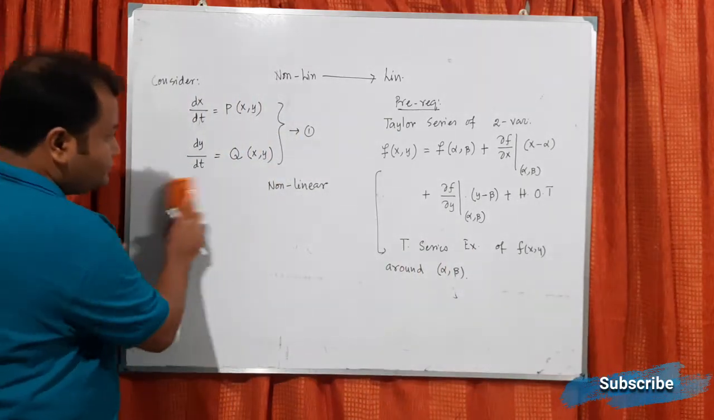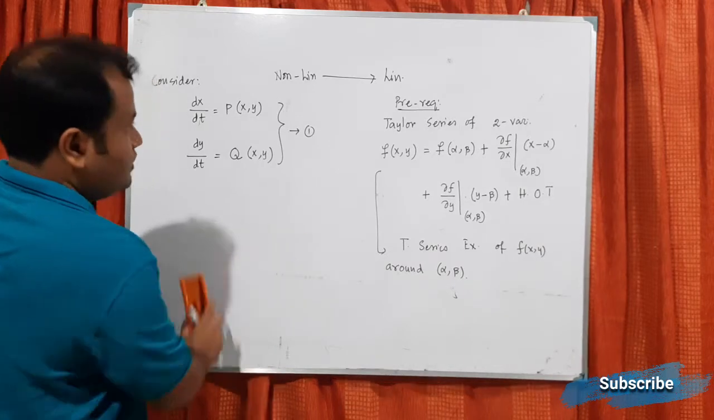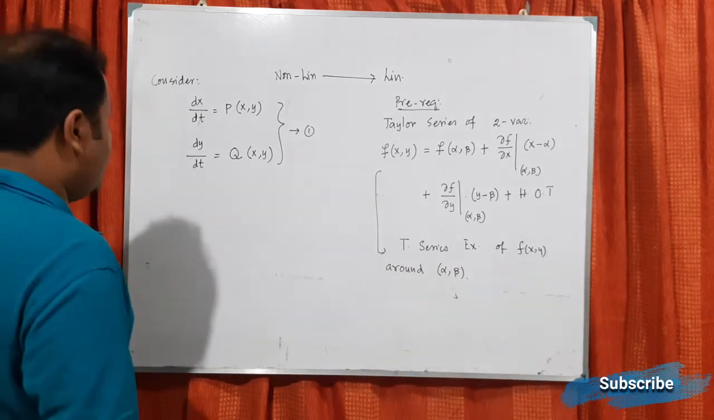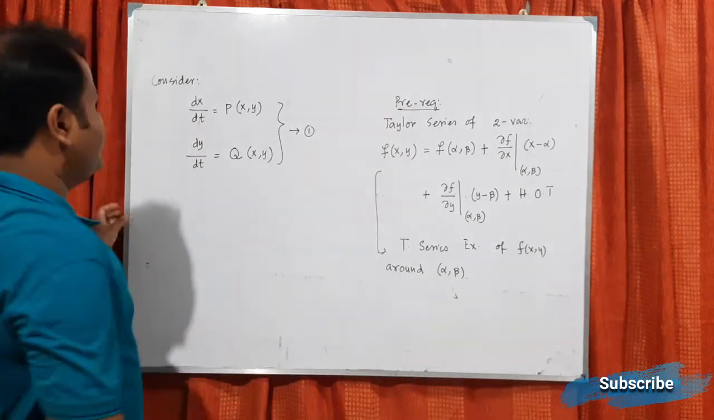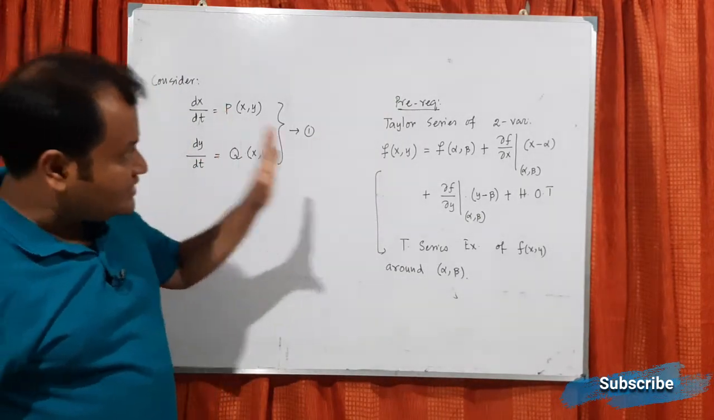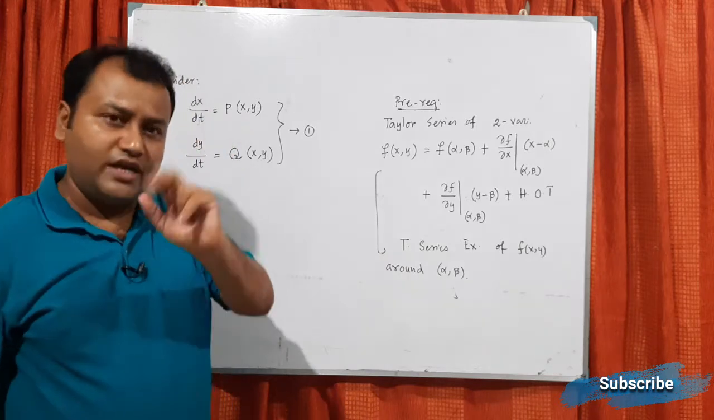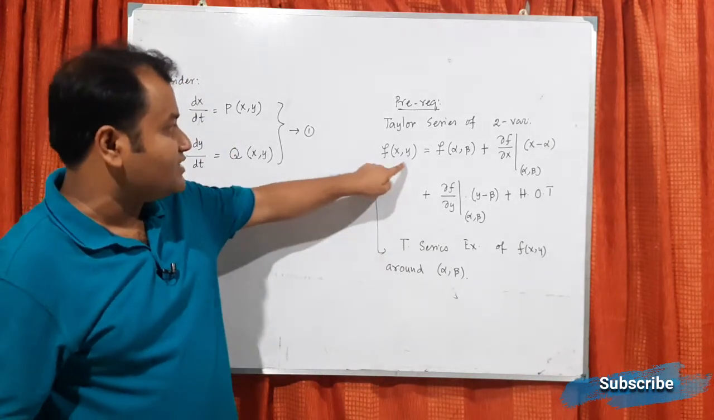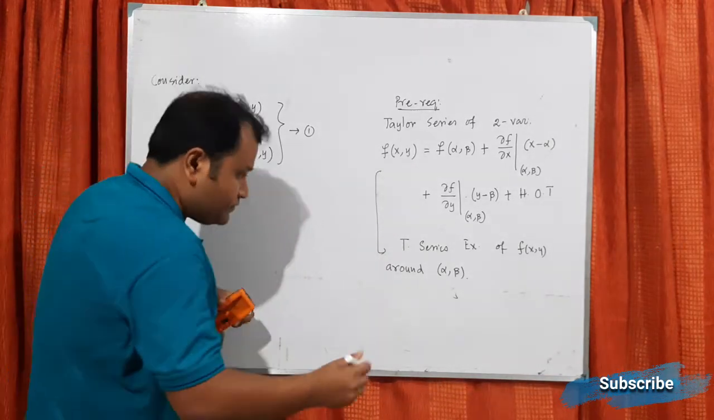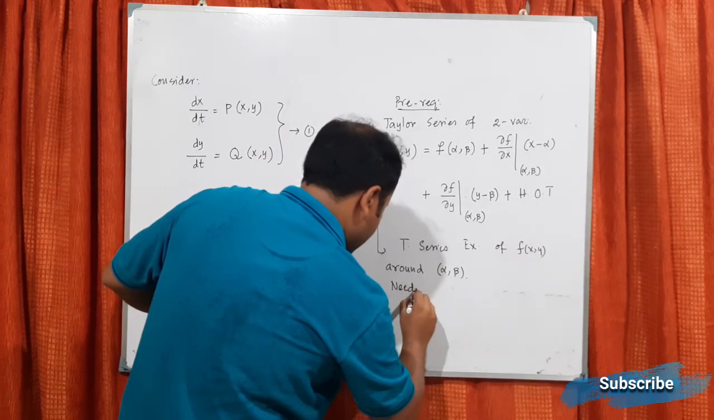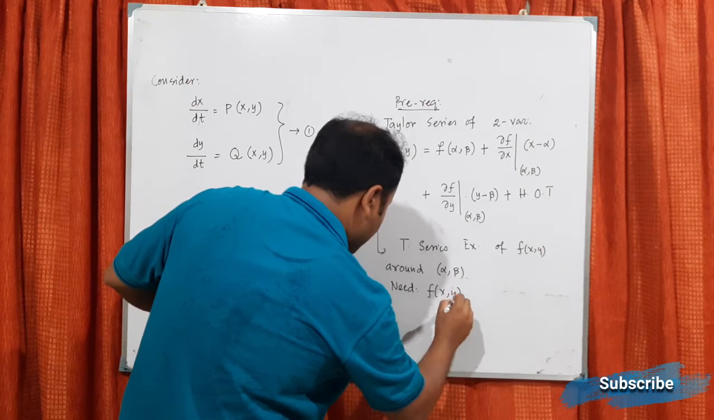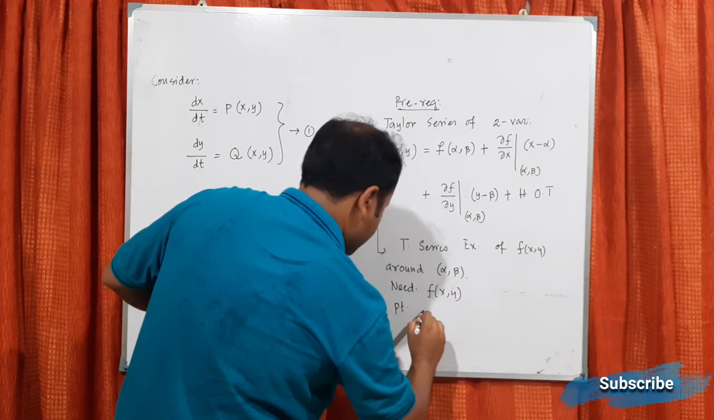Now this we can understand. Let me erase some of the things. For the Taylor series expansion you need two things. Number one, you need the function, and a point.